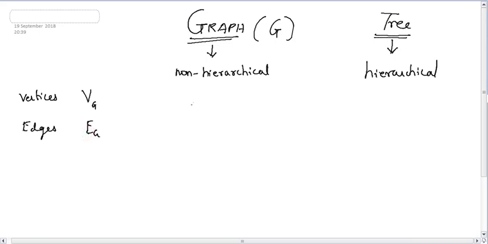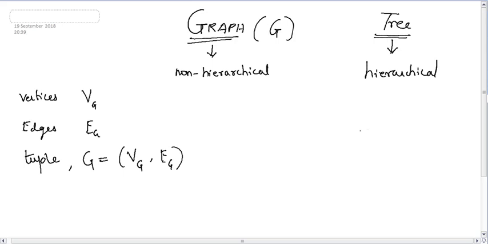And if I want to represent the graph with the help of a tuple, that is, ordered pairs, how would I represent it? It is G equals (V_G, E_G), nothing but an ordered pair of the set of vertices and the set of edges.